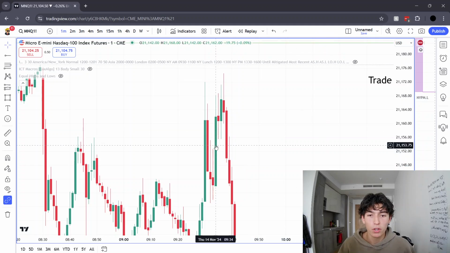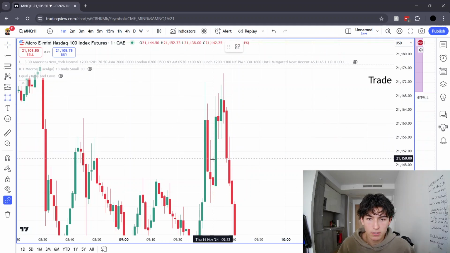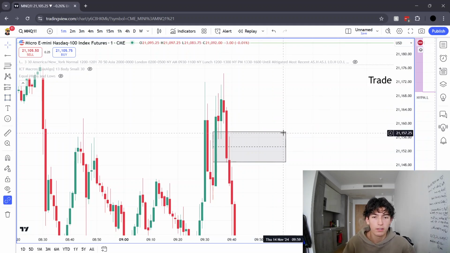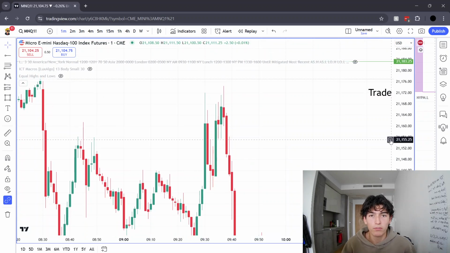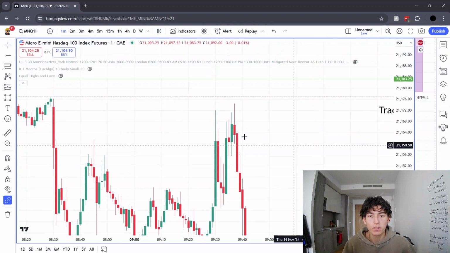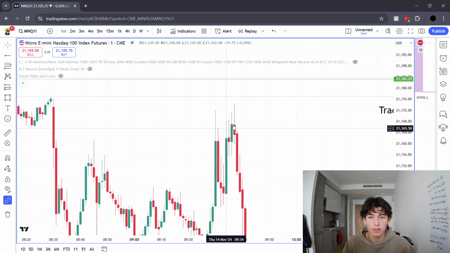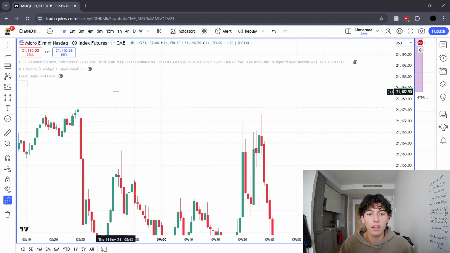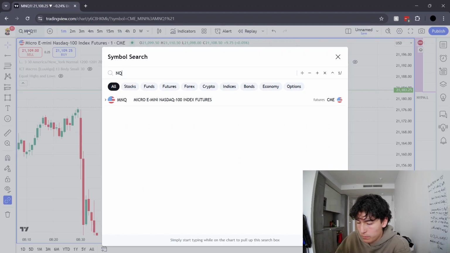Now, if this gap looked something like this, I would have 100% taken this on my live. But since it didn't, I just took it on a funded account. I was just trying to pass. Because, as you can see, it swept this, right? And on MNQ it didn't, but on NQ it did. Let me go to NQ.